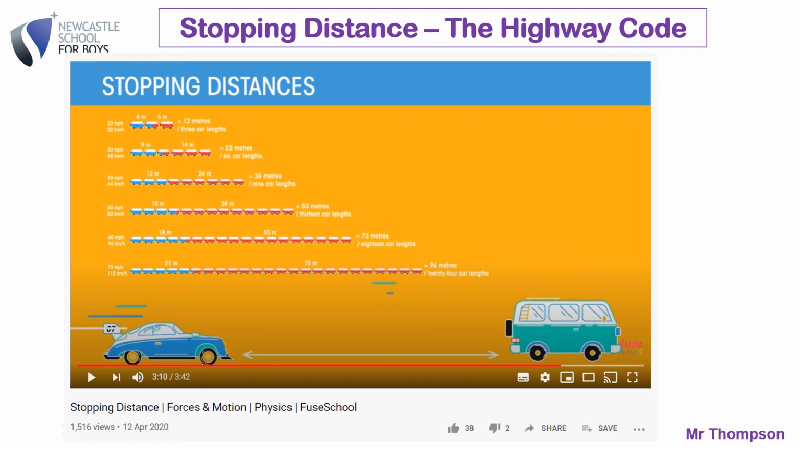And therefore, they have the speed adverts to try and kill people's speed, to make them realize that increasing your speed by just a bit has a big effect on your stopping distances.